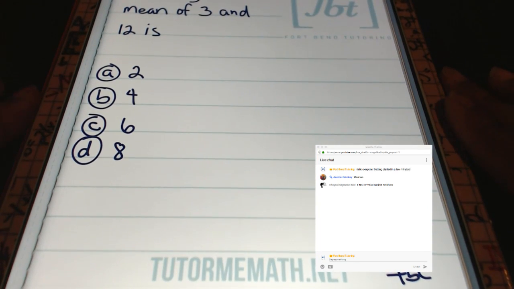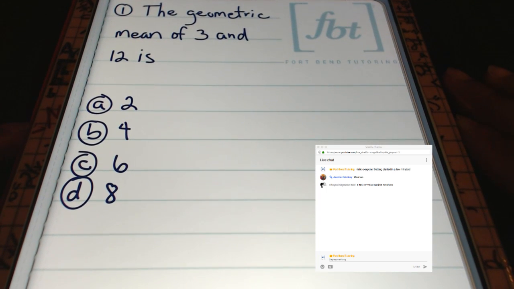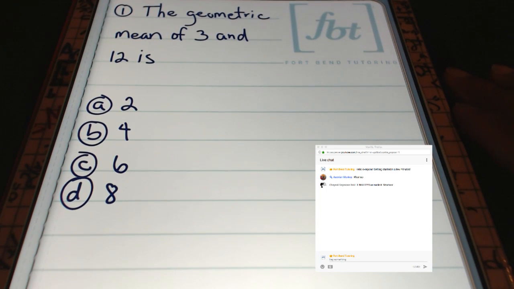Here we go. Problem number one. Let's go ahead and get it in view. All right, guys. It says the geometric mean of 3 and 12 is, and we have choices 2, 4, 6, and 8.